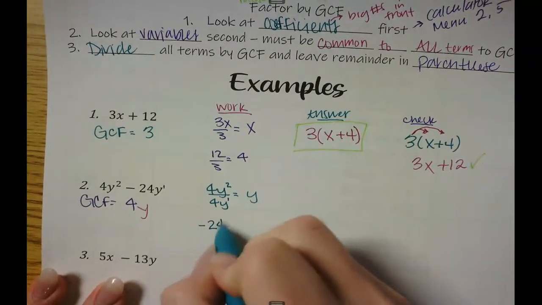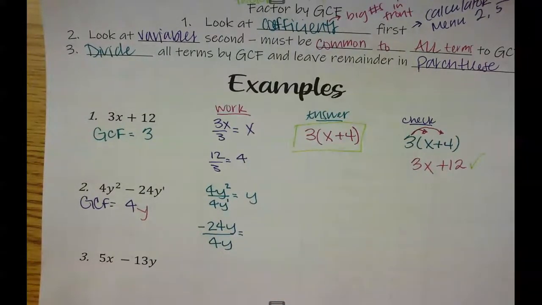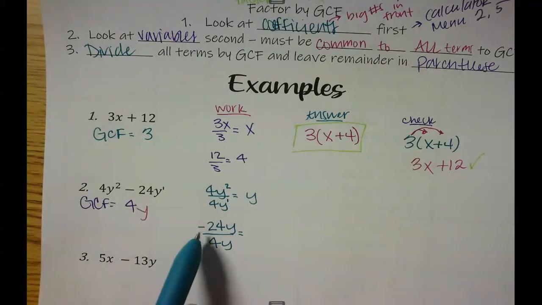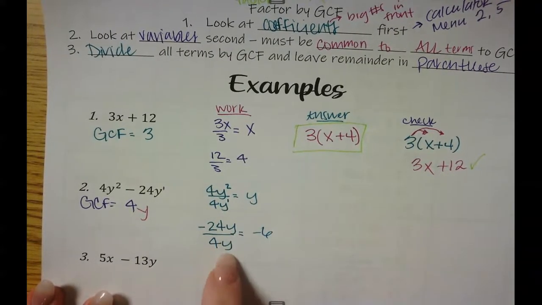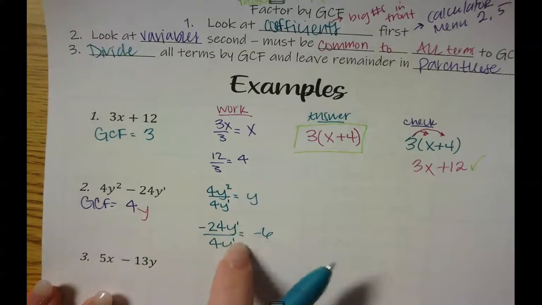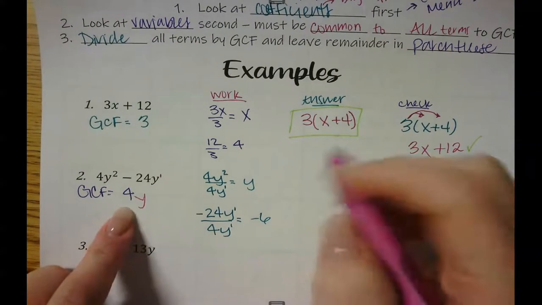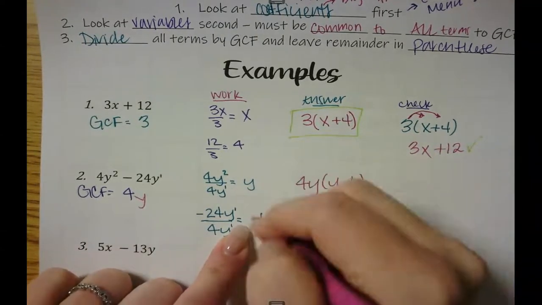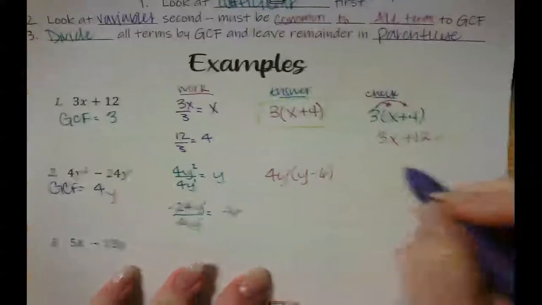Then we have negative 24y divided by 4y. It's really important that this sign goes with this one. So we've got negative 24 divided by 4, that's negative 6. Y divided by y, remember that is 1 minus 1, and that's 0. All right, so then what is my answer here? We put the greatest common factor outside, this inside. Always write it like this. All right, final step. Let's go ahead and check our work.